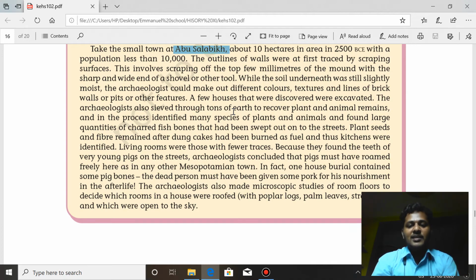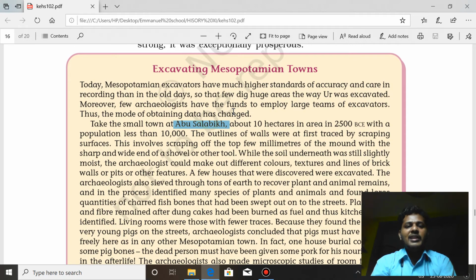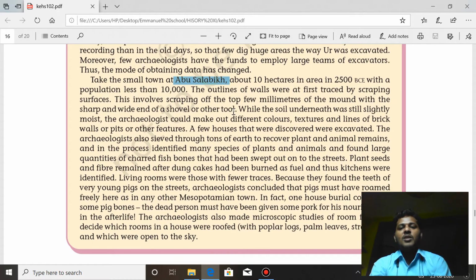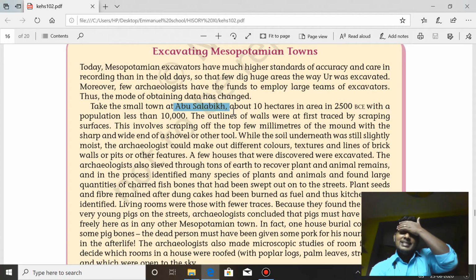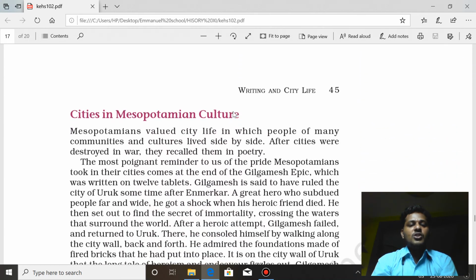So please read, and some sources you have to read for yourself. We can only give the guidelines. We cannot read each and every line for you to understand. Any doubt, we can clarify it. Otherwise, this source is all about how the excavation was done and what things were discovered from the excavation site of Abu Salabikh. So that is what the source is all about. This source also you have to read.